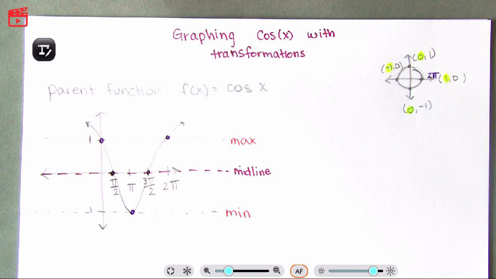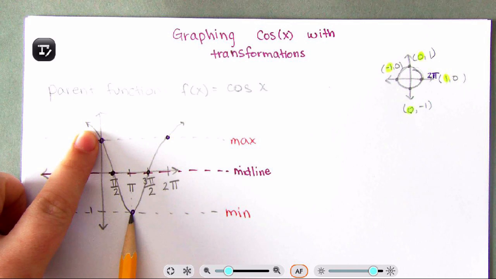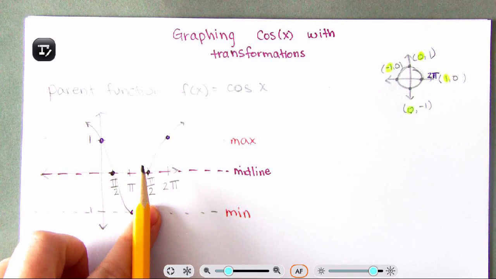Okay. So what you need to come out of this knowing is 2 points on the maximum, beginning and ending. The middle is your minimum, and the point between the first and third point is going to be on your midline, and between the third and the fifth point, that's going to be on your midline.